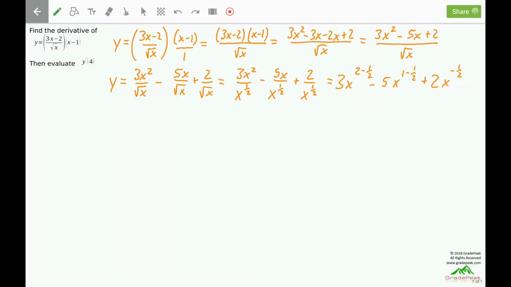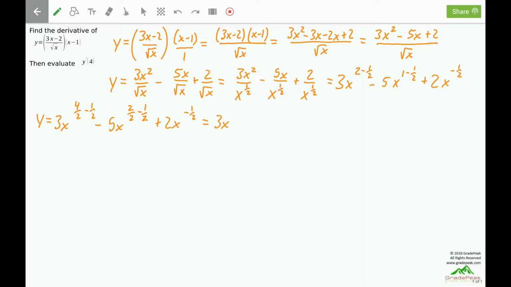The next step is to get a common denominator to add those fractions together. So y is going to equal 3x. We're going to multiply that 2 by 2 over 2, so that'll be 4 over 2 minus 1 over 2, minus 5x. We'll multiply that 1 by 2 over 2 to give us 2 over 2 minus 1 over 2. And I'll leave the last term alone since that one is good the way it is. We have no x's to combine.